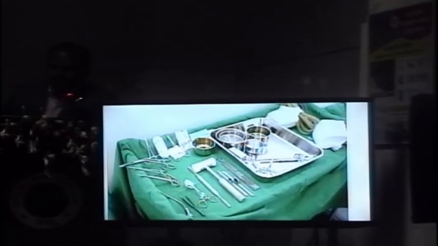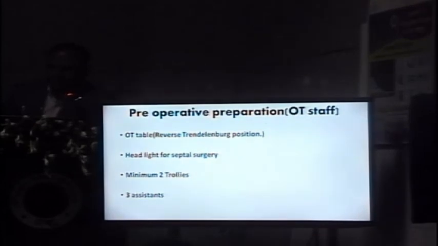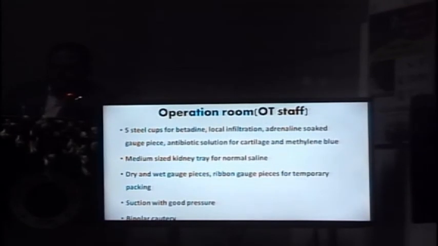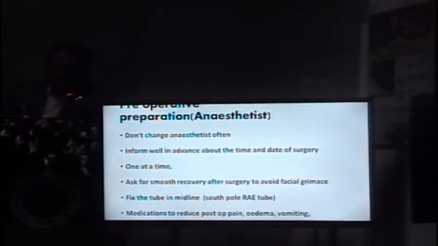Always the nursing staff should stand on the left side of the patient, if the surgeon is standing on the right side, and you must have 3 assistants. Always I ask the anesthetist to give head end elevation to avoid bleeding. It will reduce the bleeding. Okay, these are the preparations.